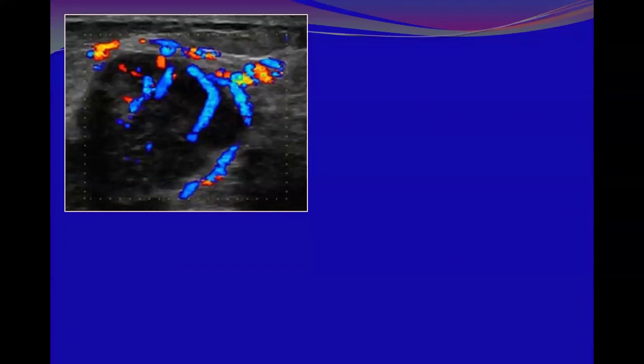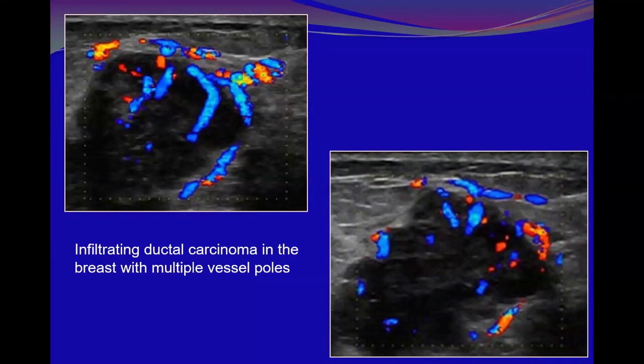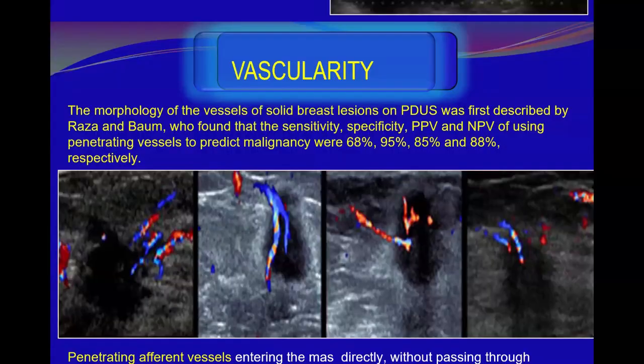What about this one? Is it a parallel artery vein sign? Definitely no. We are not going to consider this parallel. These are penetrating vessels, and can you see it here? These are penetrating vessels in multiple invasive carcinoma, demonstrating multipolar feeding vessels that are penetrating, interrupted, chaotic, and all features suspicious.